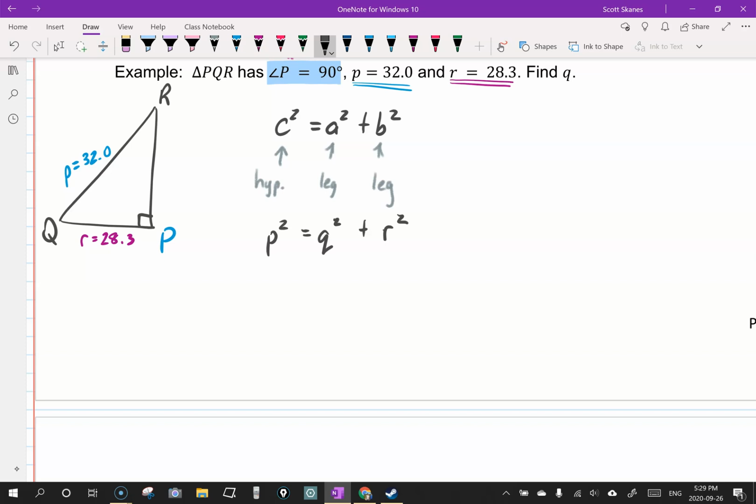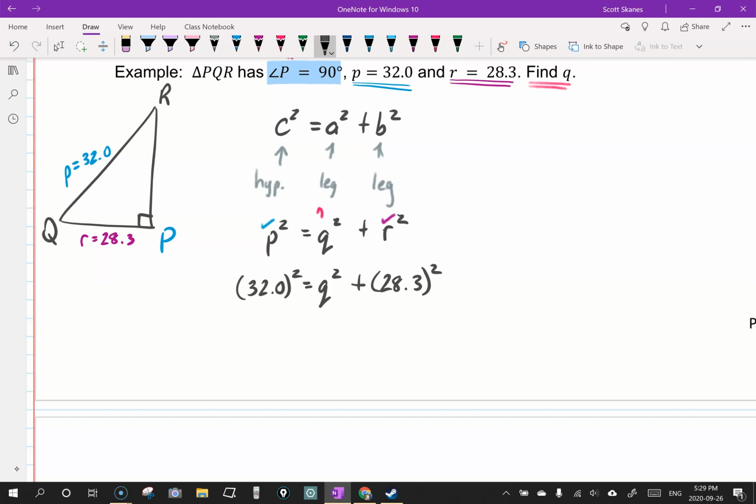And let's see what we have. We have P. We do not know Q. We're being asked to find Q, so we don't know it. And we definitely have R. So we're going to fill it in, and then we'll just solve for the unknown. P squared, so this is 32.0 squared equals Q squared plus 28.3 squared.